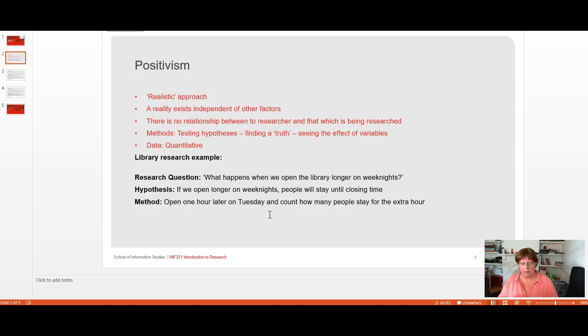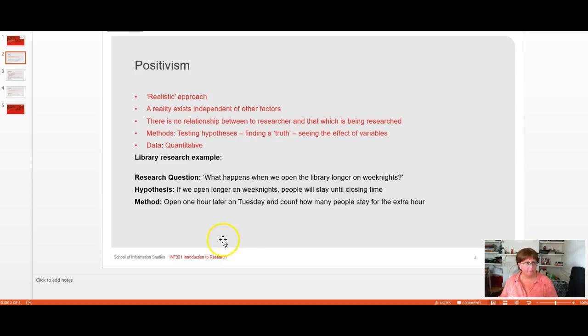Or you might say, okay, well, there's only 2 people left at the end of that extra hour. There was only 2 people in the whole library. So that proves that people don't want us to open later on a Friday night. So you use that data to tell the story, to test your hypothesis and make the findings from that.